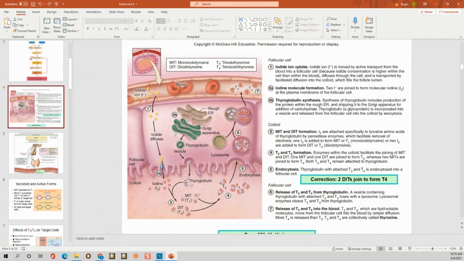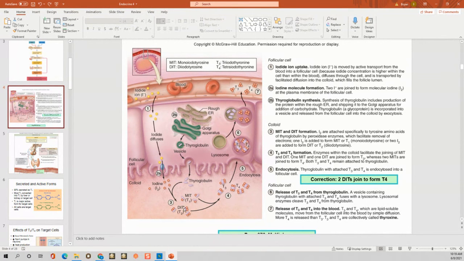Iodine is going to combine with thyroglobulin. Where did that thyroglobulin come from? Well, this follicular cell synthesized the thyroglobulin, stored it inside of a vesicle, waited for a signal to release it via exocytosis. And now we have thyroglobulin in that colloid. If one iodine combines with a thyroglobulin, we call it MIT, monoiodo. If two iodine combine with thyroglobulin, we call it DIT, diiodo.